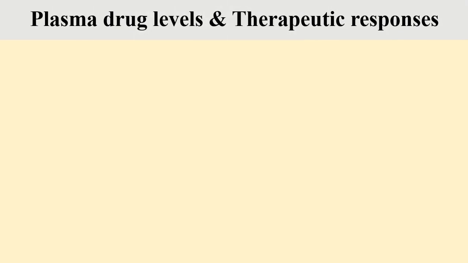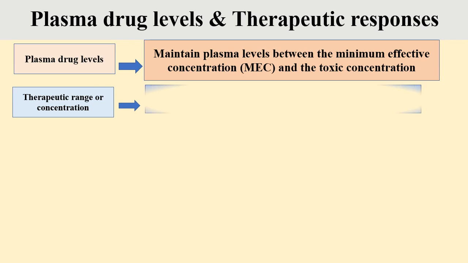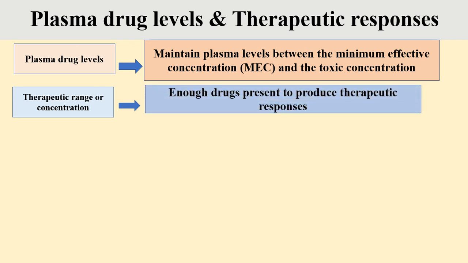Today we want to speak about the drug level in plasma and the therapeutic response of this drug. First, why do we need to measure plasma drug levels? Because it's very important to maintain a plasma level between the minimum effective concentration and the toxic concentration of the drug. We must also know about the therapeutic range, and it is very important to maintain enough drug present to produce a therapeutic effect.